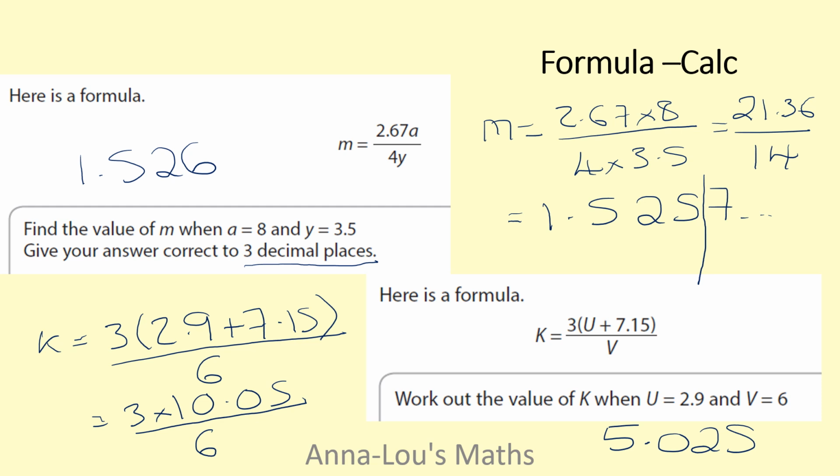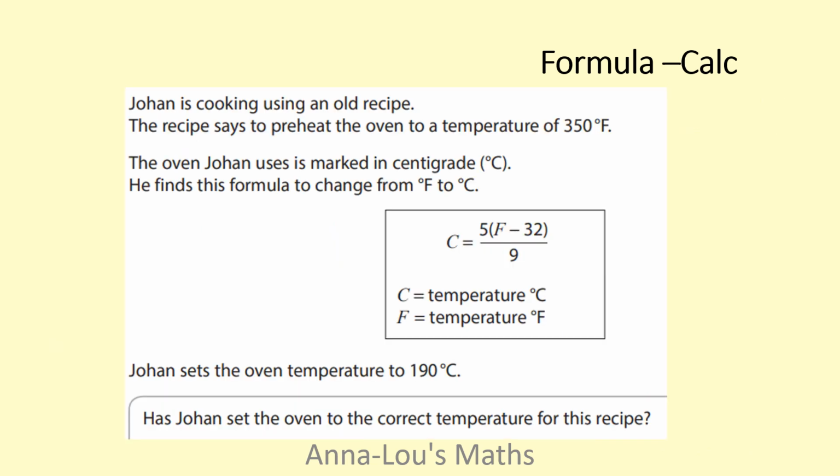Now, as I alluded to earlier, they could be wordy questions. So let's have a look at a few of those. On this one, Johan is using an old recipe. The recipe says to preheat the oven to 350 Fahrenheit. Now the oven Johan uses is in centigrade, and here is his formula for working out Fahrenheit to centigrade. Johan sets the oven for 190 degrees centigrade. Has Johan set it for the correct temperature?